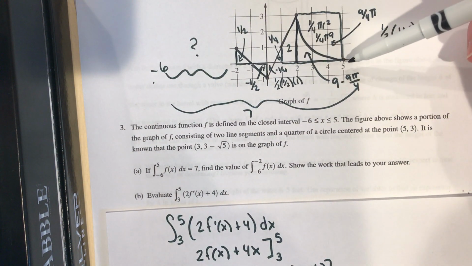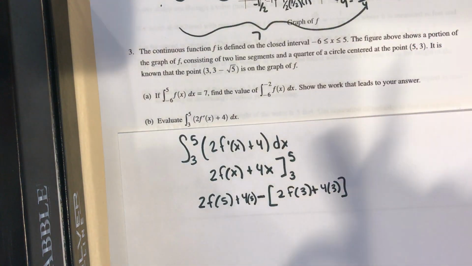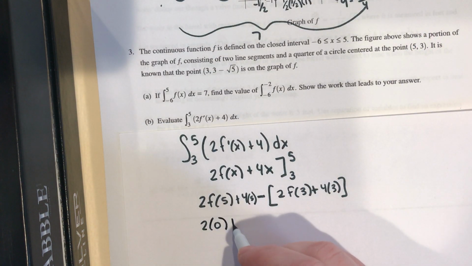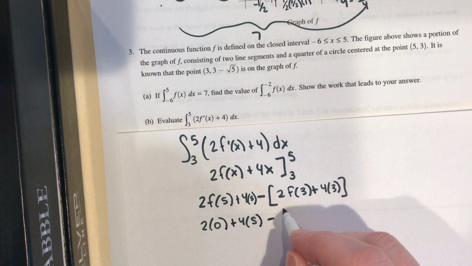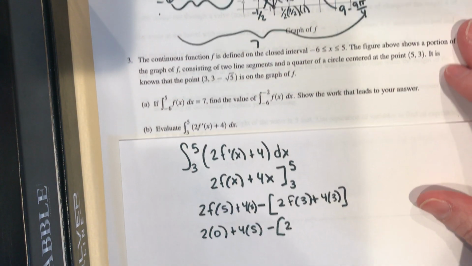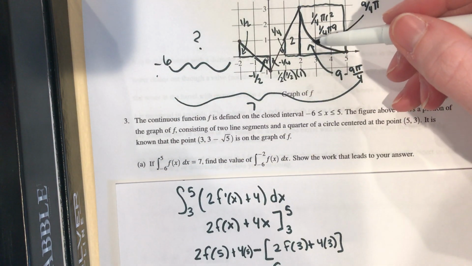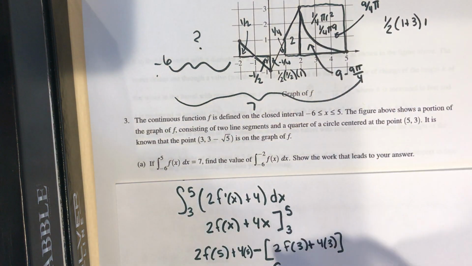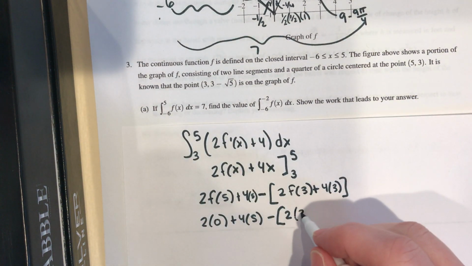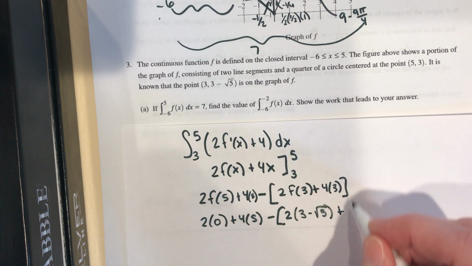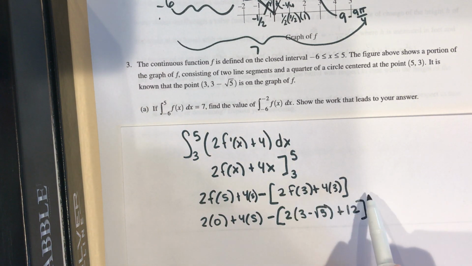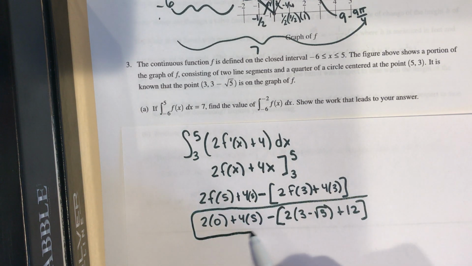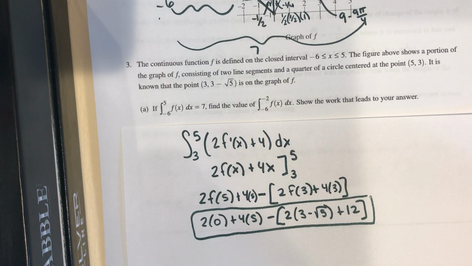So f of 5, if I look at my graph, is 0, so I'm going to plug that in down here. 2 times 0 plus 4 times 5 minus 2 times f of 3. So if I look at my graph, f of 3 is some weird spot right here, but if I notice in the directions, it tells us what f of 3 is. f of 3 is 3 minus root 5. Plus 12. Now, in the AP exam, we do not have to simplify, so I would stop there. Don't go any further. You don't want to risk losing points because you didn't simplify correctly.